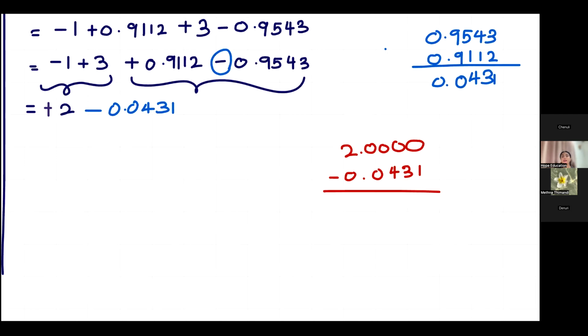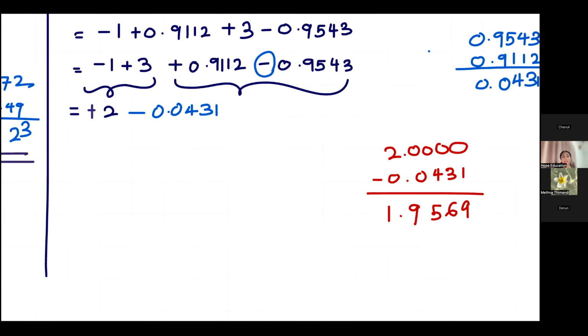Anyways, 2 minus 0.0431. Sahiru, can you hear me? Anyways. You can't subtract 1 from 0, so 10 minus 1 is 9, 9 minus 3 is 6, 9 minus 4 is 5, 9 minus 0 is 9, and here 1 minus 0 is 1. So the answer is 1.9569.